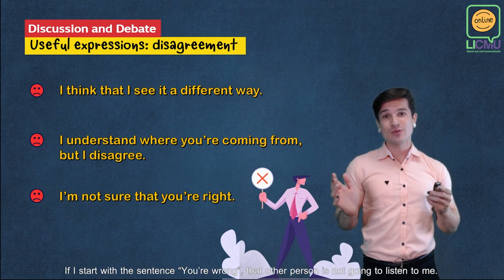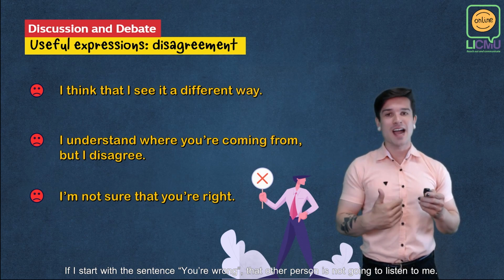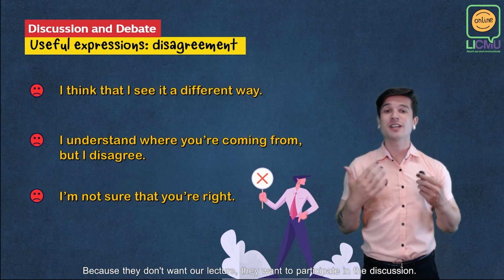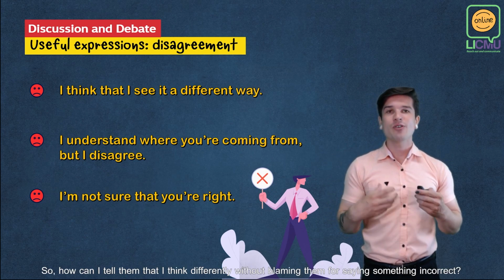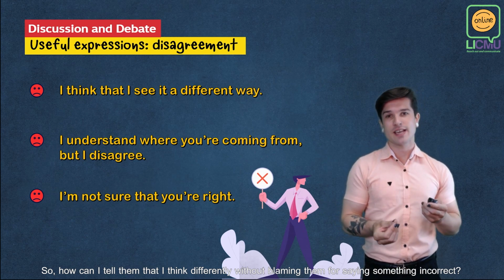If I start with the sentence, you're wrong, that other person is not going to listen to me because they don't want to lecture. They want to participate in a discussion. So how can I tell them that I think differently without blaming them for saying something incorrect?